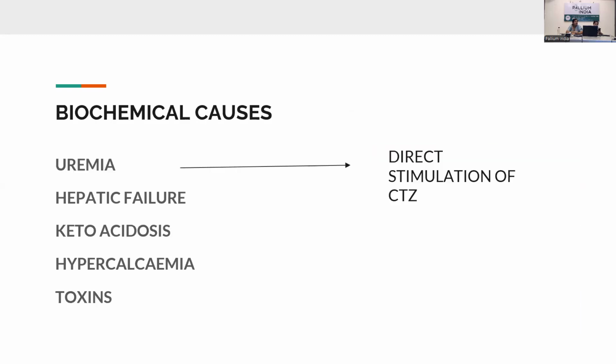And the biochemical causes that we already told, all these kinds of metabolic problems: uremia, hepatic failure, ketoacidosis, hypercalcemia, toxins. These are the biochemical causes. The other one was drugs. These biochemical causes also cause stimulation of the CTZ cell.